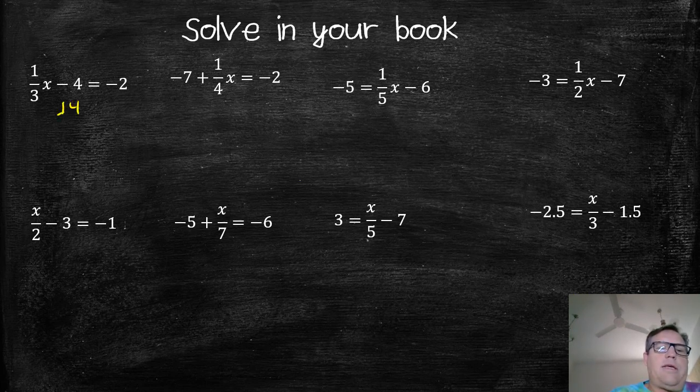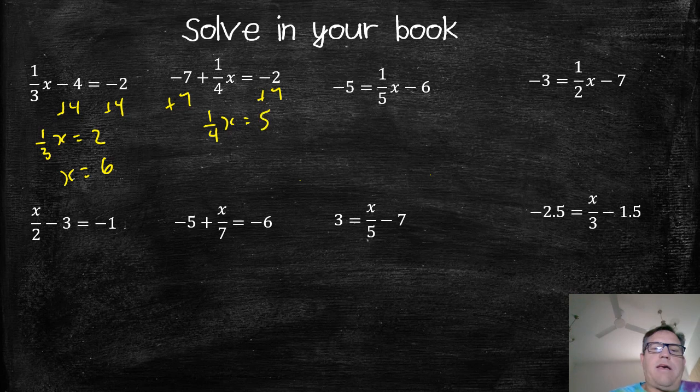Okay, so our rules are the same steps. Add 4 to both sides. 1/3 x equals 2. And again, the opposite of multiplying something by 1/3 is multiplying both sides by 3. So x equals 6. We're going to add 7 to both sides. So we get 1/4 x equals 5. And I'm going to multiply both sides by 4. X equals 20.